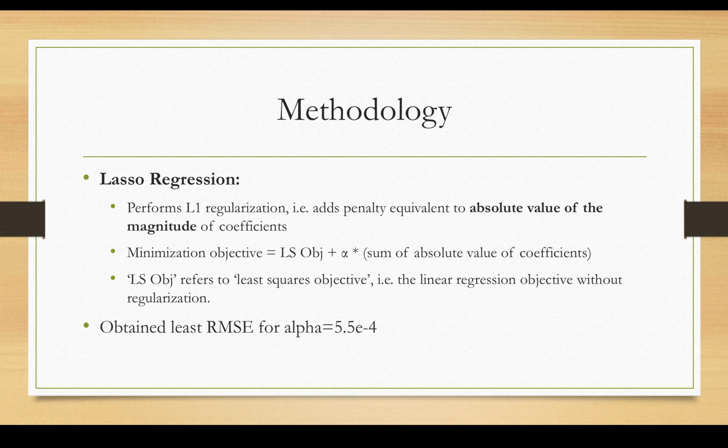For choosing the alpha value, we did some iterative processing, and the best evaluation strategy for lasso regression is the RMSE value, which tells you how good your model is. For the different values of alpha, we obtained the best RMSE value at an alpha value of 5.5e-4.